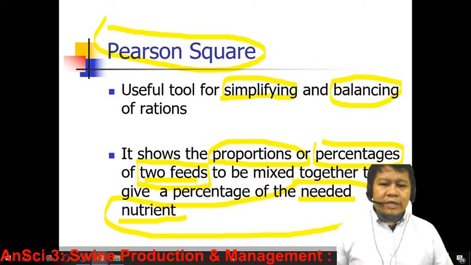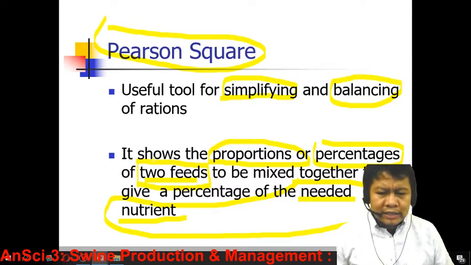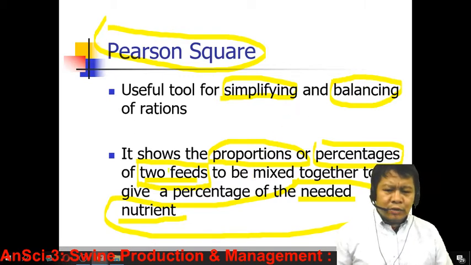Okay, but for today, let us understand that this Pearson square will be used in balancing rations, particularly to balance rations with two ingredients. More than two cannot be applicable using the Pearson square. Then we have to balance atong sagulo ng duha ka feeds aron ma-target na ang proportion sa matag feed aron ma-target na ang nutrient nga kinahanglan sa hayop.